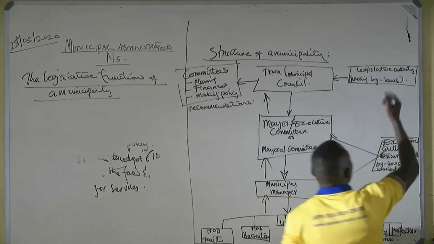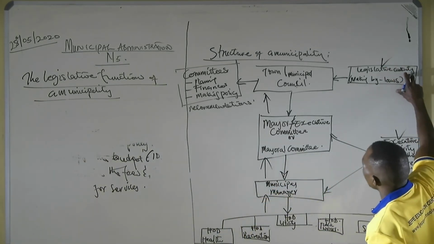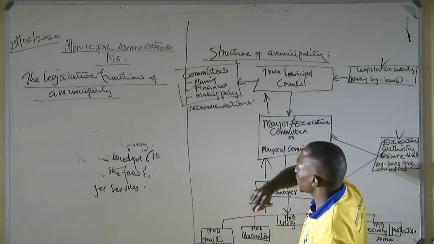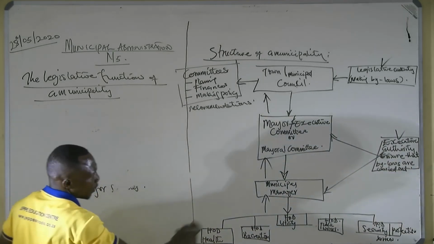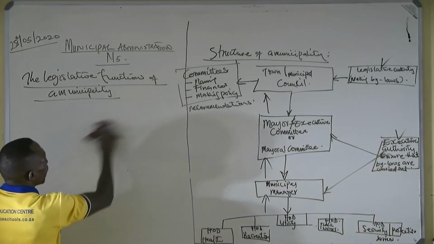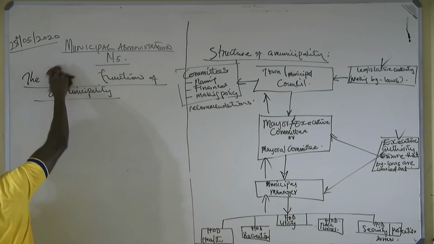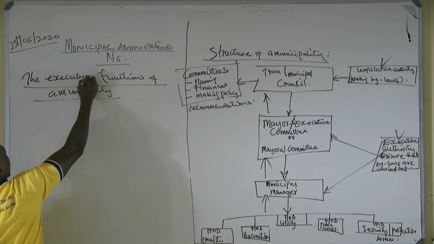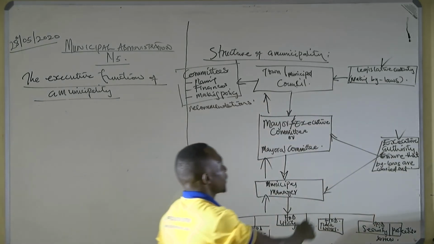After that, let us look at the executive. Now, this has been the legislative. We said the legislative function of the municipality is the responsibility of the municipal council and also the municipal committees to make sure that they perform all these duties. Now, what about the executive? Let us just say the executive function is.